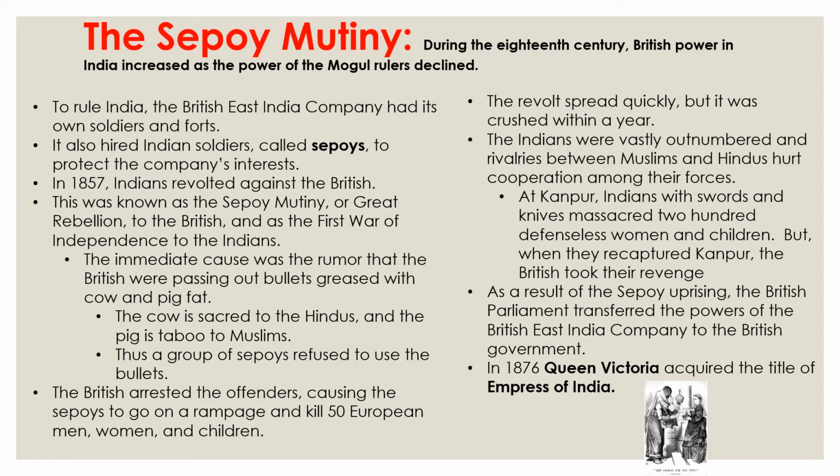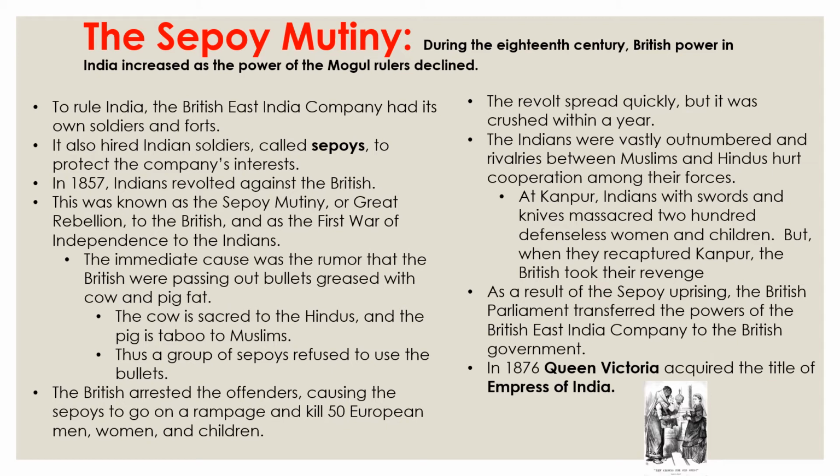To rule India, the British East India Company, as it was not really the British government at the time, had its own soldiers and forts that were actually buttressed by the British government, but that was still the British East India Company. It also hired some native Indians as soldiers to help them maintain control over the British East India Company interests. These Indian soldiers were called sepoys.